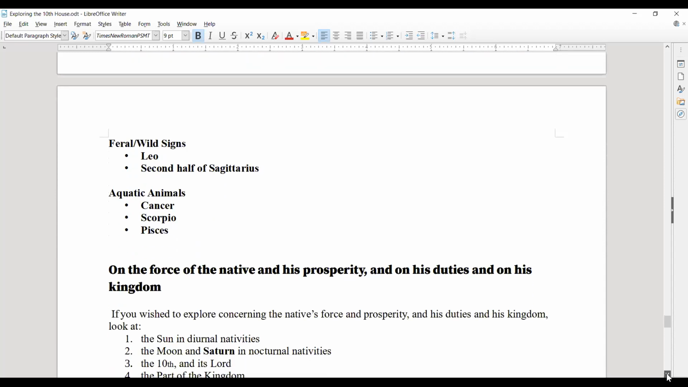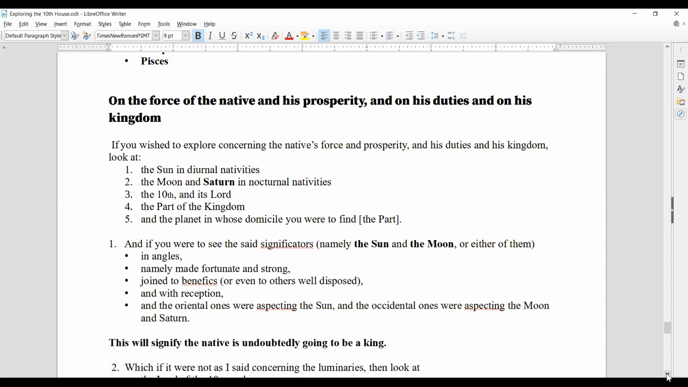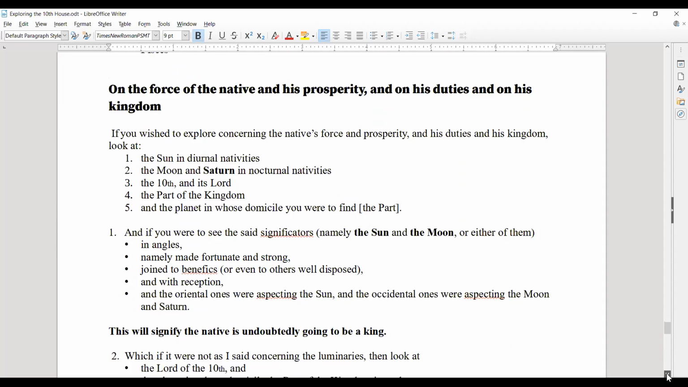Okay, so I thought that was super fascinating. Signs matter, what type of signs they are matters. So they don't just matter for essential dignity, they also matter for what's going on.